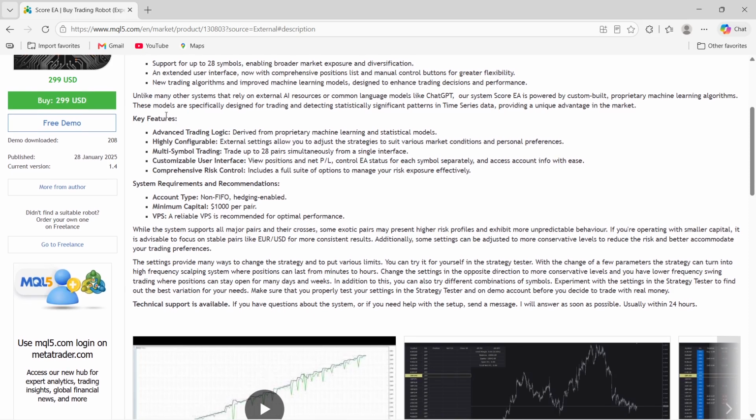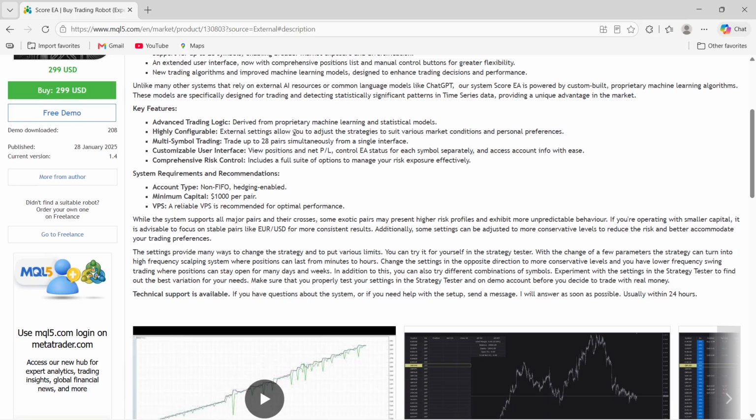As you can see on the product page, the key features: we have the advanced trading logic, again, derived from those ML and statistical models. The EA is supposed to identify repeatable patterns and exploit them with clear entry and exit rules. We also have that the EA is highly configurable. The author gives you external settings that allow you to make it more of a short-term scalper or a slower swing system. That means things like how often it trades, how long it holds, and how aggressively it goes after profits can be tuned quite a bit.